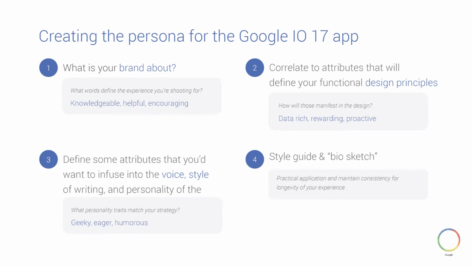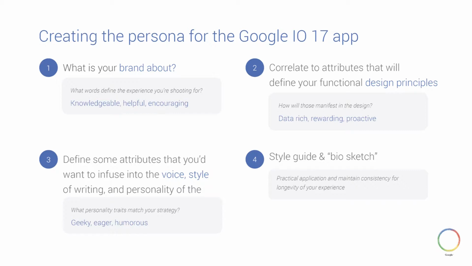When we went about building the persona of the Google I/O 17 app, there were several different decisions we had to make. So, for example, we start by thinking about what does the brand represent? Well, Google I/O should probably be knowledgeable, helpful, and encouraging. Those were the attributes we thought of. And then how does that translate to the functional design of how the assistant app is going to work? Well, knowledge we took to mean data rich, and helpful would mean rewarding, and encouraging might mean proactive.